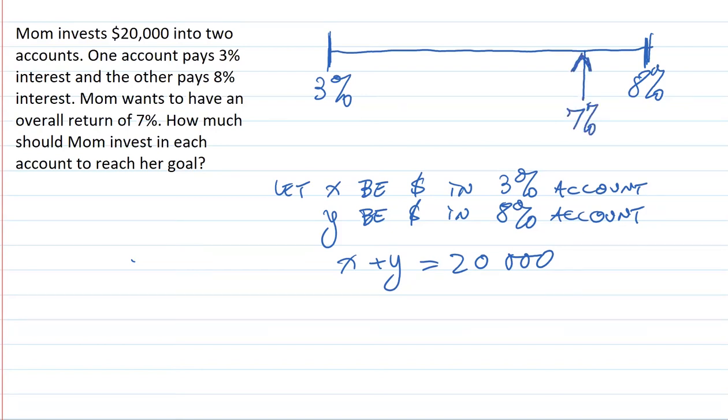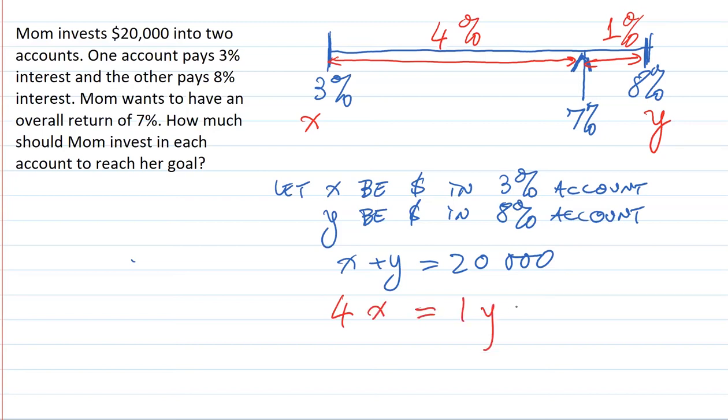We want to balance out at 7%. So we're going to compute the difference again. The difference here is 1. And the difference here from 3 to 7 is 4. You can work with percent as a decimal, or you can just work with the number 4 and the number 1. And X is on the 3% side and Y is on the 8% side. The 4X must balance the 1Y. So that gives me Y is equal to 4X.